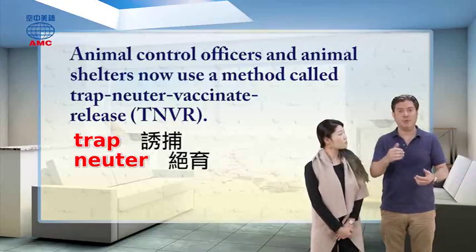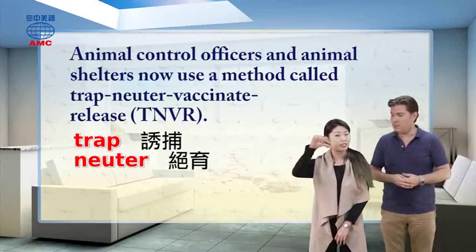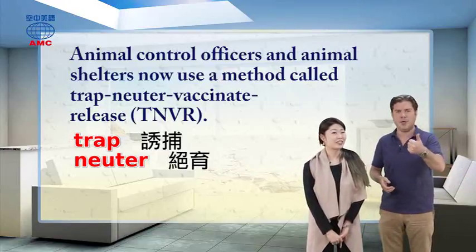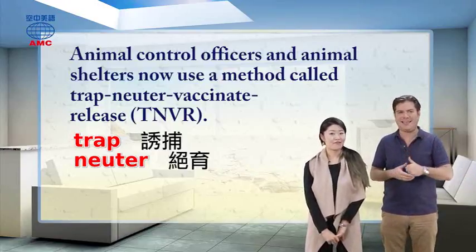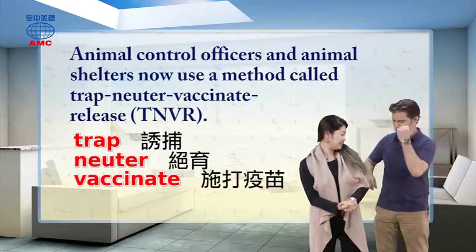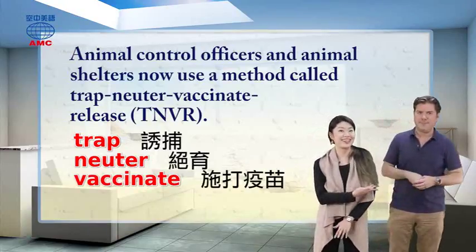No more stray animals in the future. So the numbers will decrease. The numbers will have to go down because they can't make more. So trap, neuter, vaccinate. Vaccinate. Okay, so if you vaccinate an animal, you're doing exactly that.